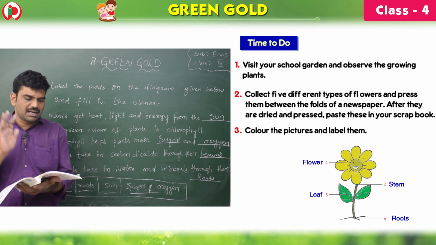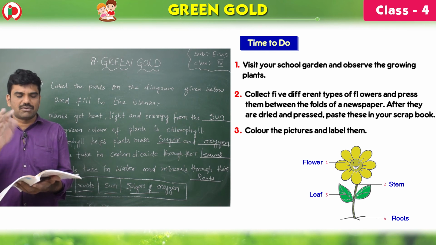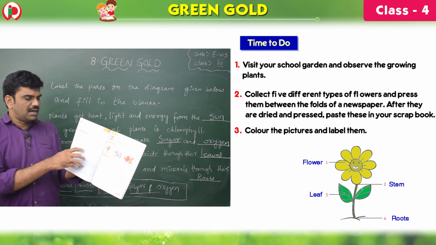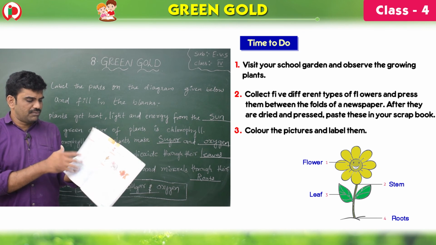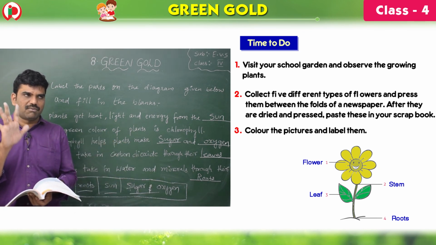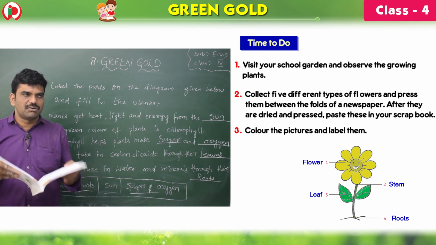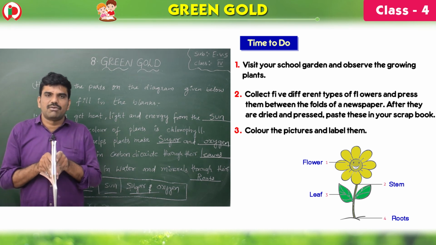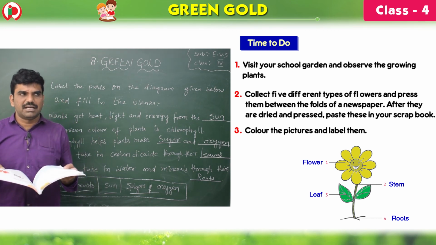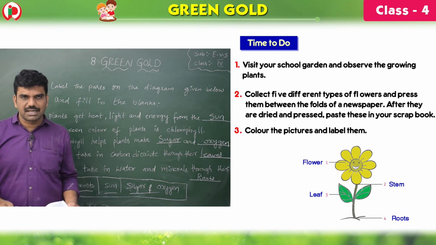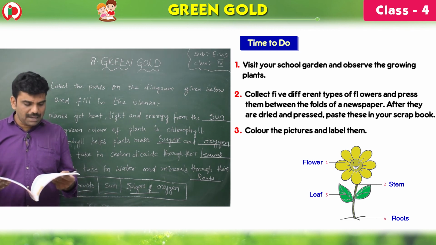Color the pictures and label them. Next you have to color the pictures like this and label them 1, 2, 3, 4. 5 different types of flowers you have to collect and press them between the folds of a newspaper, dry them and paste it in the scrapbook and label the parts.